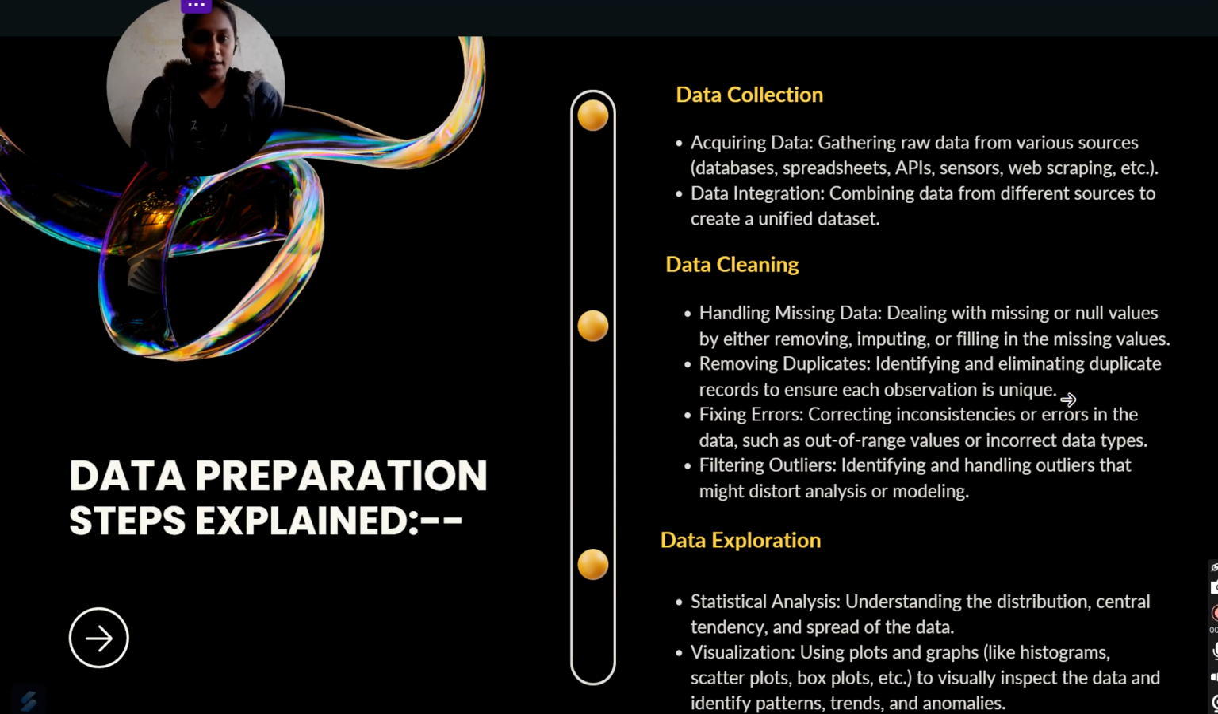First is data collection, in which the first step is acquiring data, gathering raw data from various sources, for example, databases, spreadsheets, APIs, sensors, etc. Second is data integration, combining data from different sources to create a unified dataset.